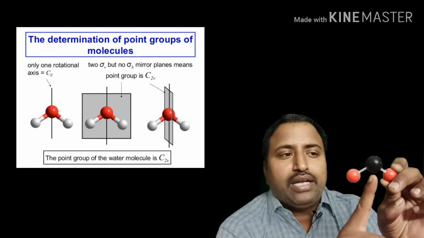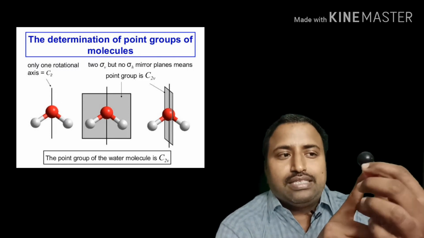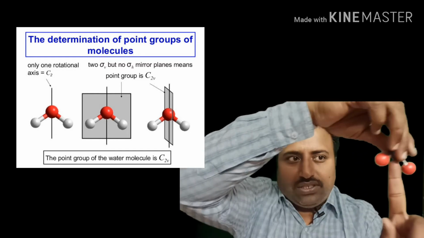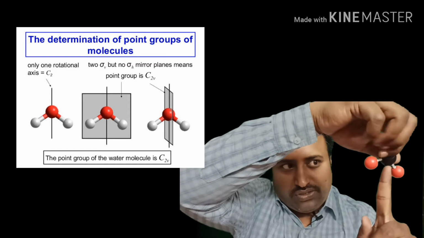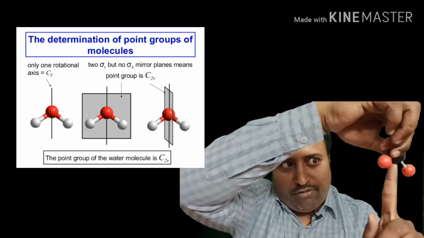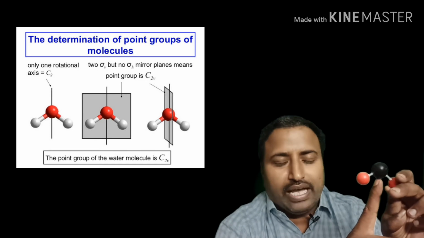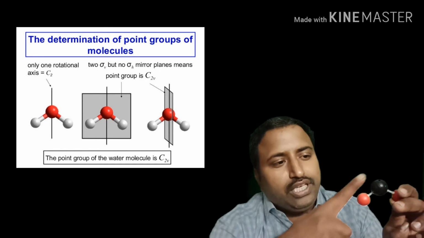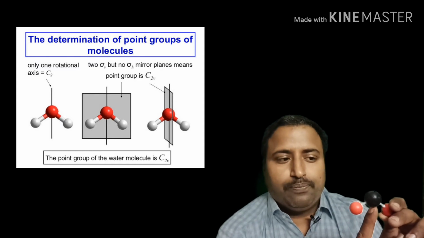Now if you imagine an axis here and rotate it 180 degrees, you get a similar structure. Again rotate one more 180 degrees, you get a similar structure. That means this is a C2 axis of symmetry. So C1 is here, C2 is here. C1 is not considered, C2 is considered.